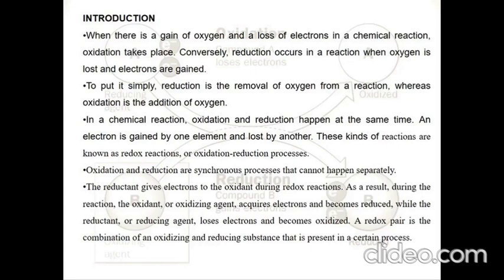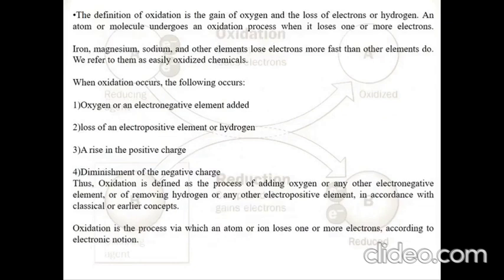The reductant gives electrons to the oxidant during redox reactions. As a result, during the reaction, the oxidant or the oxidizing agent acquires electrons and becomes reduced, while the reductant or reducing agent loses electrons and becomes oxidized. A redox state is the combination of an oxidizing and reducing substance that is present in a certain system.